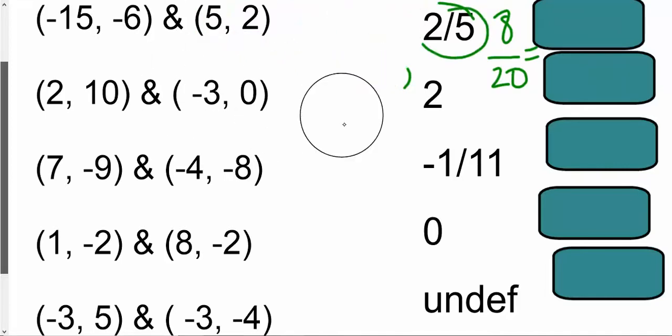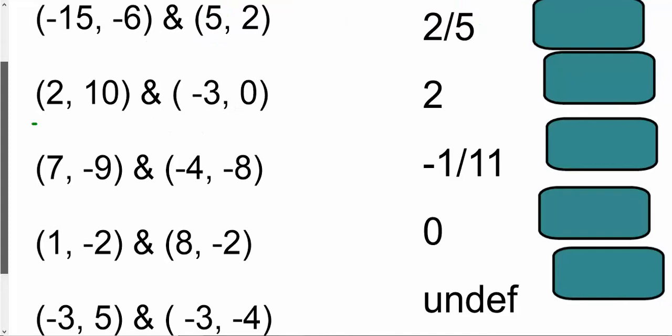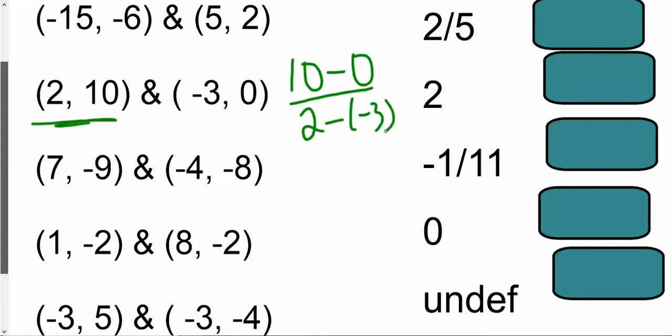For the second one, I'm going to use our first coordinate as what I'm subtracting from. So I'm going to do 10 minus 0. That's my delta y. And then 2 minus -3. So that gives me 10 minus 0 is 10. 2 minus -3 is 5. Now, you could say, oh, well, that simplifies down to 2 over 1 because they're both divisible by 5. But we want to leave this as just 2, right? We don't want to leave it as 2 over 1, we want to simplify it all the way down to an integer answer.